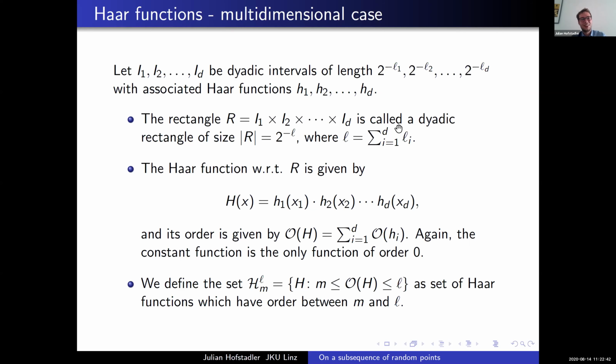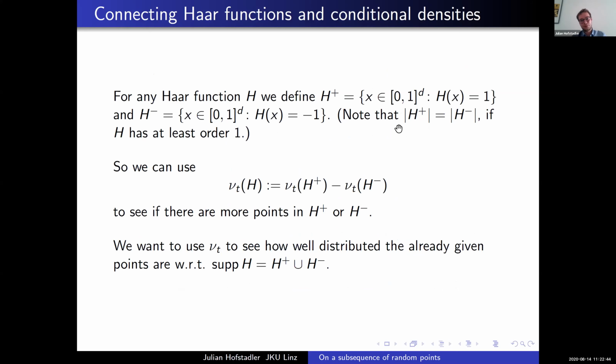Okay. Well, then we move on and see how we can connect half functions and their conditional densities, which I spoke about a few minutes ago. First of all, for any half function, we define the following sets, h plus and h minus, which are somehow the positive and negative part of the half function. And if we do not consider the constant function, both of these sets always have equal size in the Lebesgue setting. So this is important, in fact.